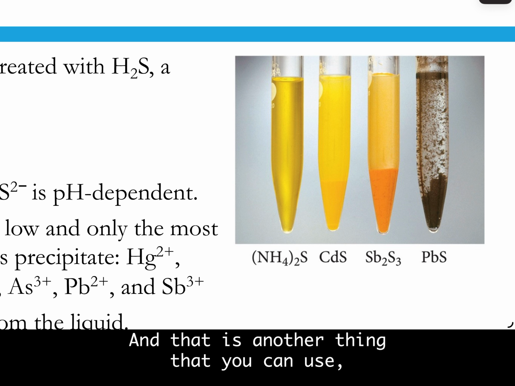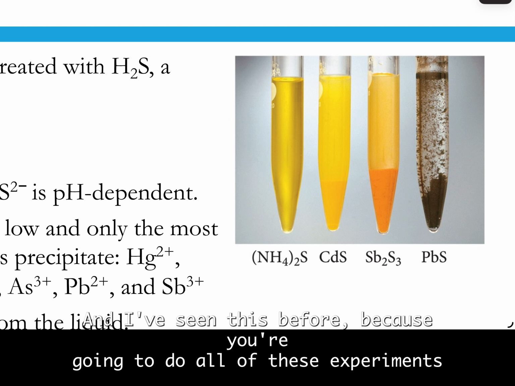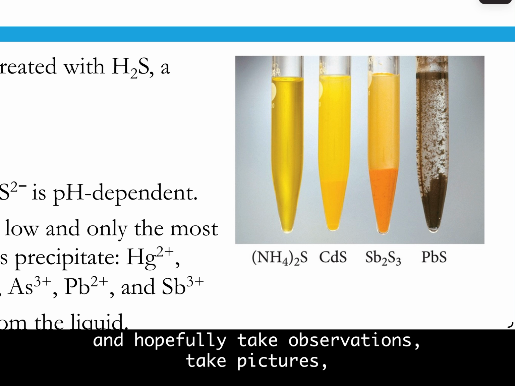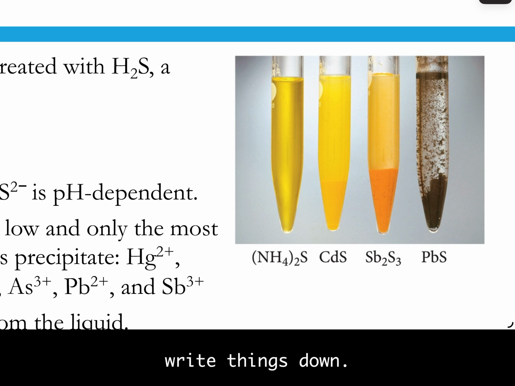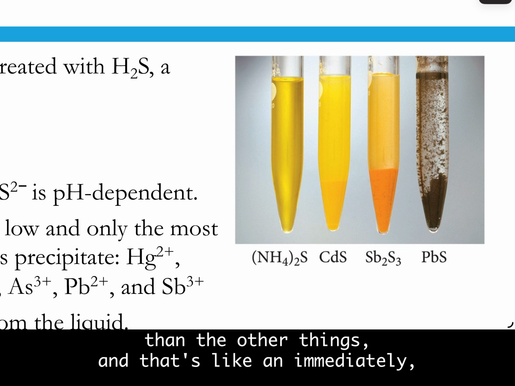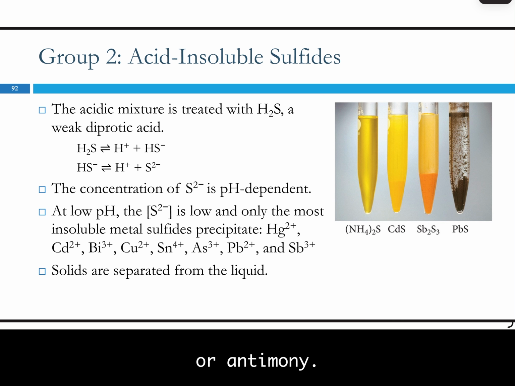And that is another thing that you can use, not just the fact that something precipitated, but also how it looks. Because you're going to do all of these experiments, hopefully take observations, take pictures, write things down. Because obviously if you get lead sulfide, that looks very different than the other things. And that's an immediate telltale that that's lead and not cadmium or antimony.